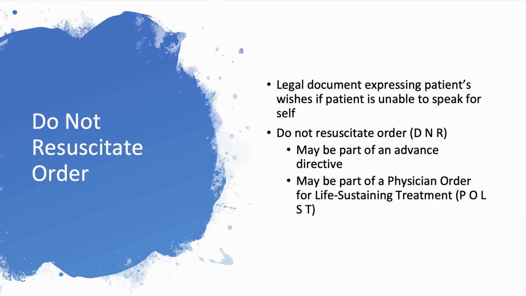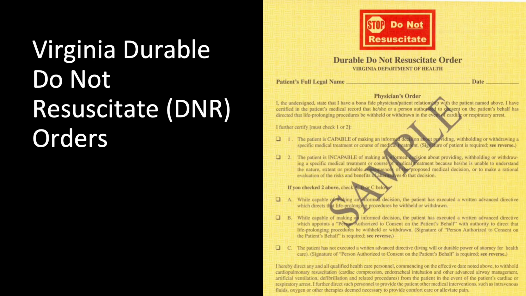DNR. So a DNR is a do not resuscitate order. It's a legal document expressing the patient's wishes if the patient is unable to speak for themselves. They may be part of an advance directive or may be part of a physician's order for life-sustaining treatment, or a POLST. In Virginia, they're this really pretty yellow color. However, copies of these are okay too. So they can be yellow or white.